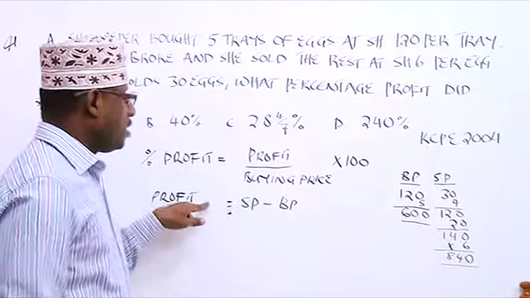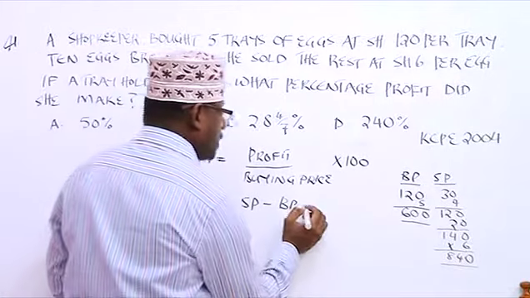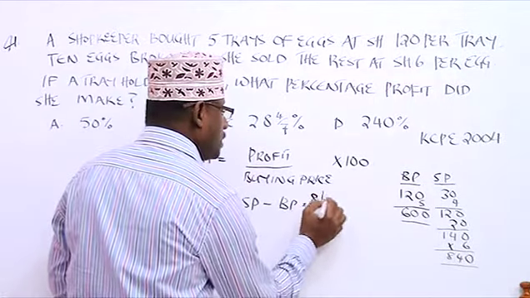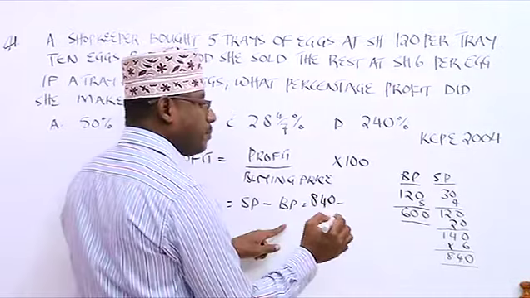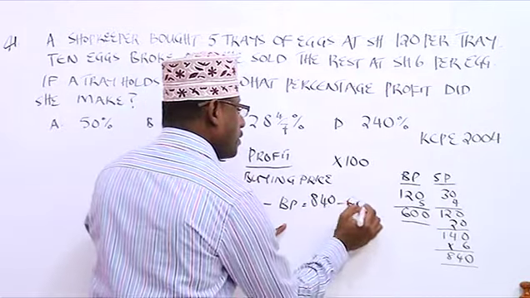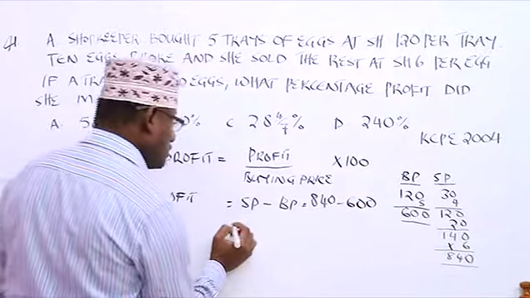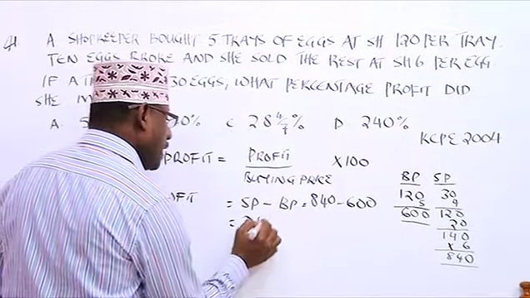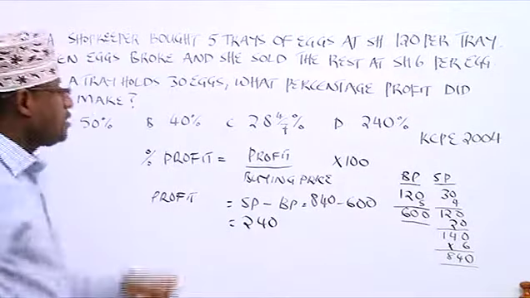Now we can get the profit. So selling price is 840 minus the buying price, which is 600. That will give us 240. So this is the profit.